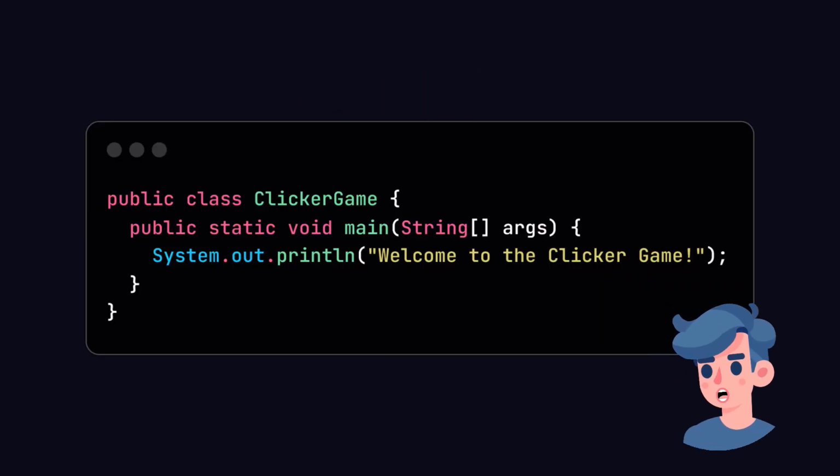First, let's create our main Java application. Open your IDE and create a new Java project called Clicker Game. Inside the src directory, create a new class named Clicker Game. This will be the entry point for our application.